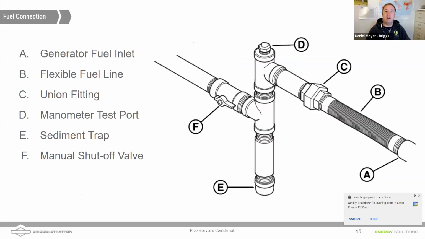Why? Because you're going to put a manometer port at the entrance into the generator. What we're showing here on the screen is a proper way to do a drip leg. And then additionally, you can see that flex line going into the generator is straight. It's not kinked.